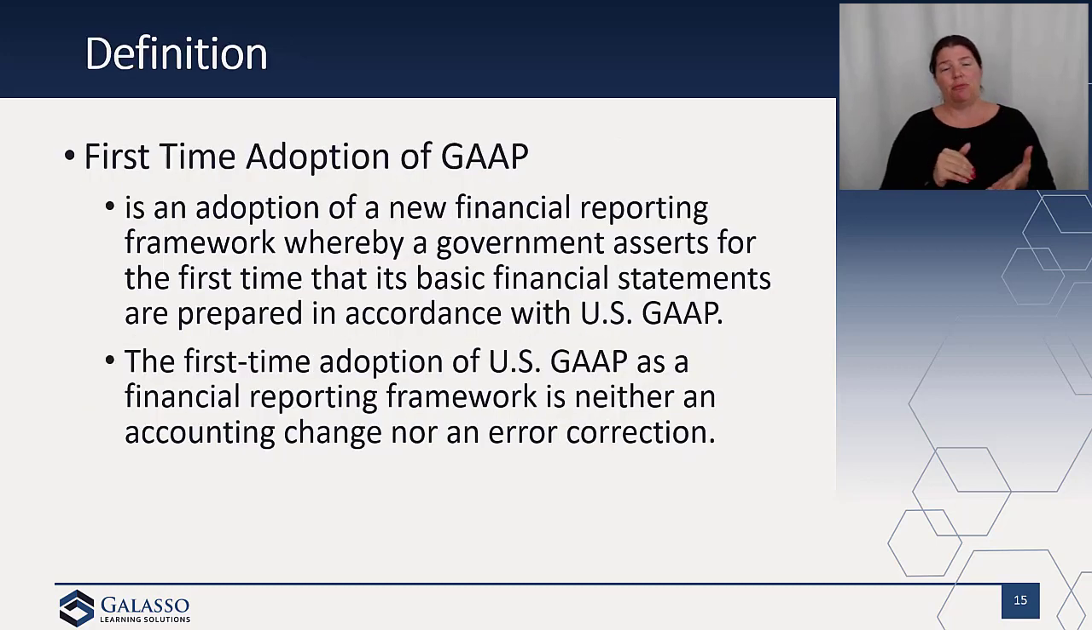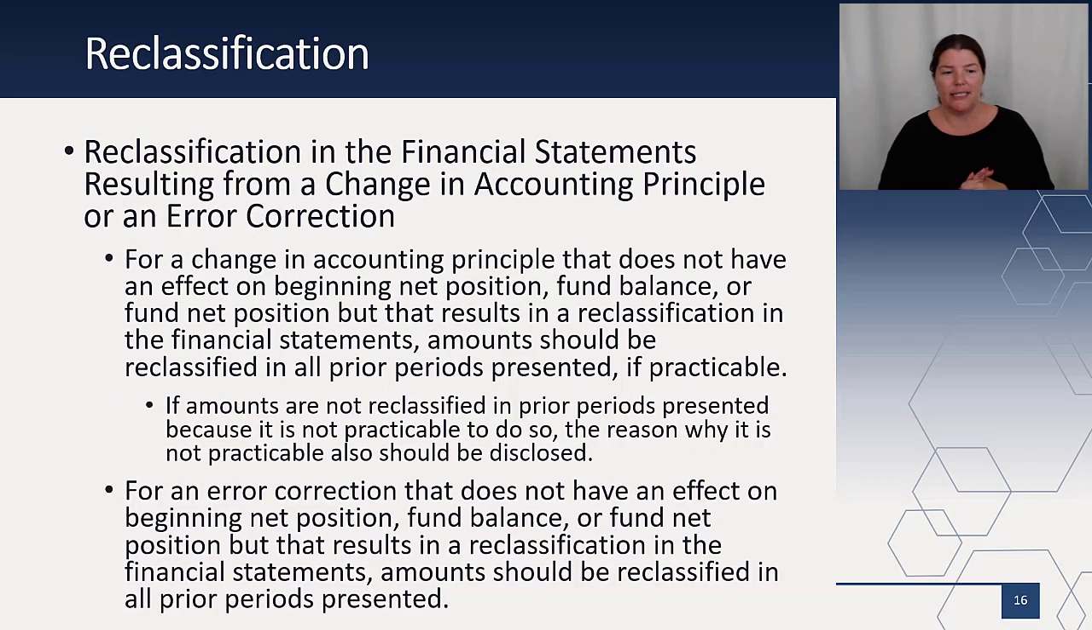Now, this is actually a pretty interesting one that they brought attention to, which is whether first-time adoption of GAAP, maybe you're using cash basis or modified cash basis. You see a lot of small governments in certain states where that's more prevalent. If they switch to GAAP, what is that? The first-time adoption of GAAP is an adoption of a new financial reporting framework. And so it's not an accounting change. It's not an error correction. So a little bit of a focus that I really don't think we've addressed prior to this.